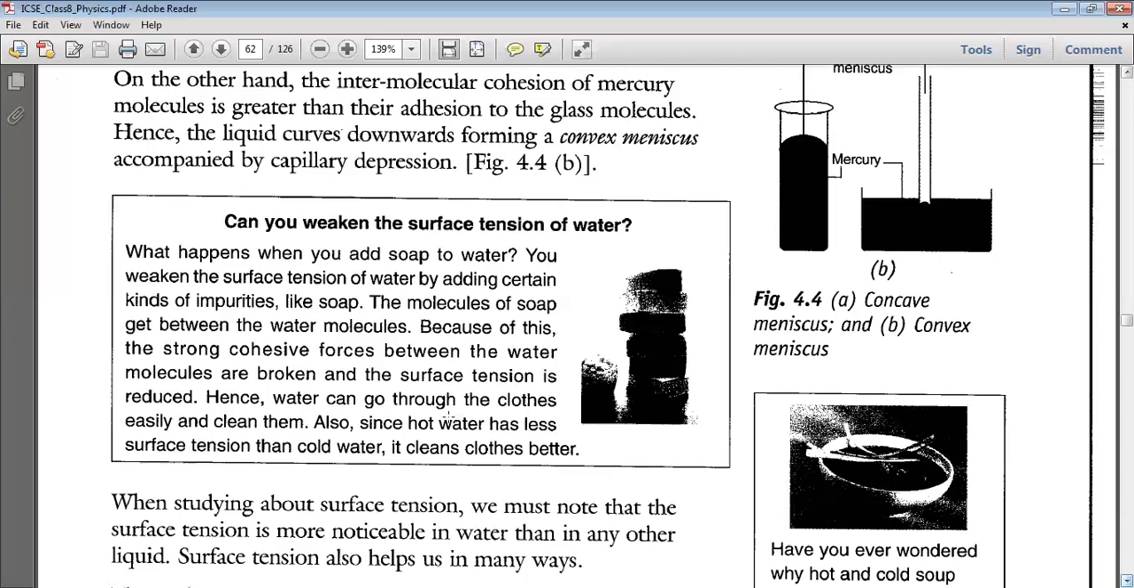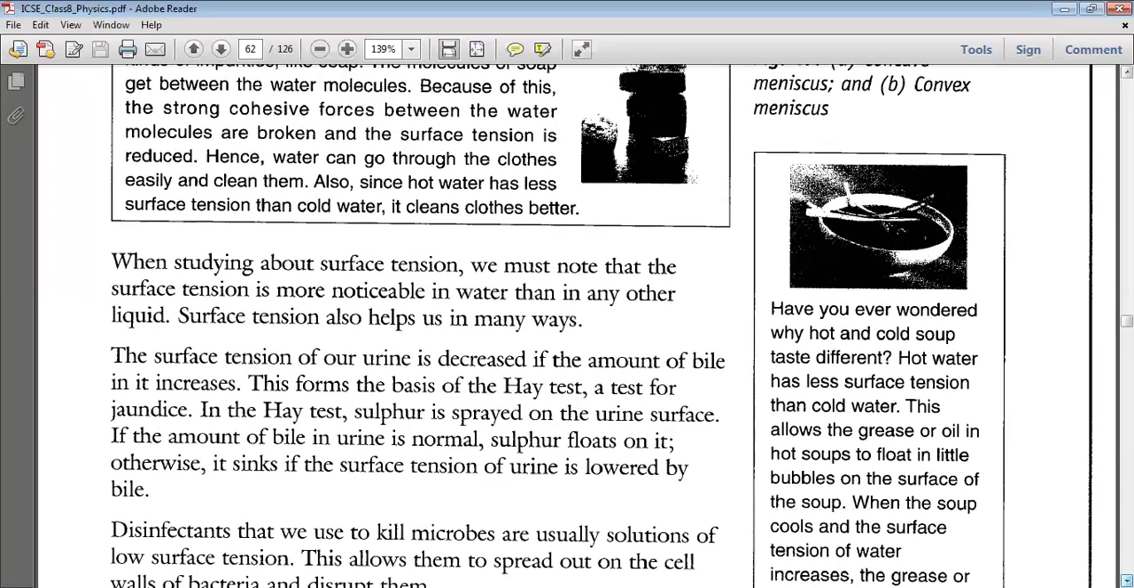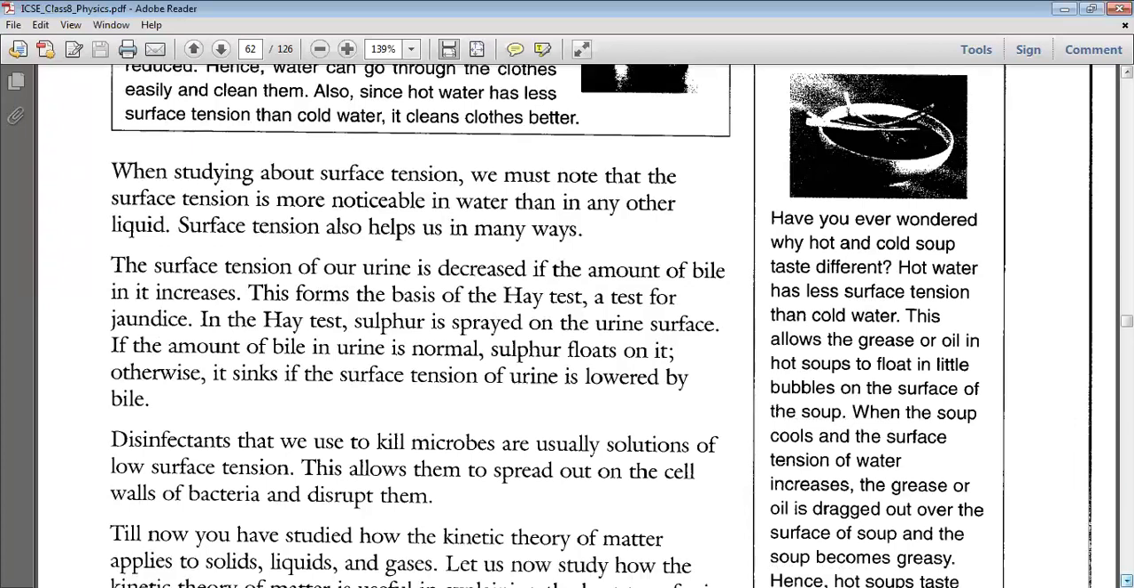And hot water has less surface tension than cold water, because if water is hot, the force of cohesion between the water molecules breaks. So because of that, it cleans clothes better. And we must understand that surface tension is more noticeable in water than in any other liquid. Okay. Surface tension also helps us in many ways. It has plenty of applications.